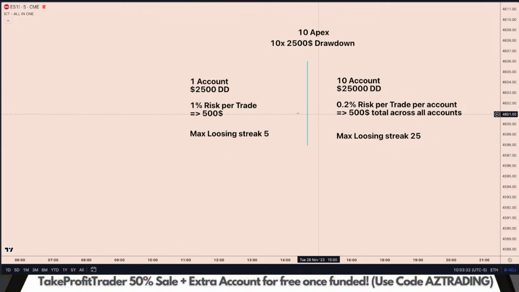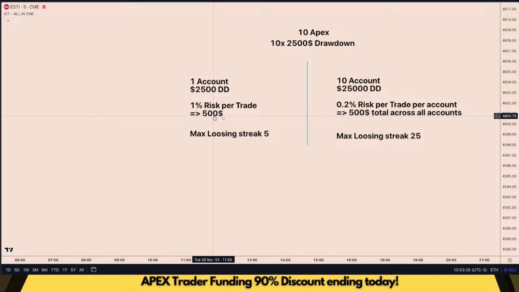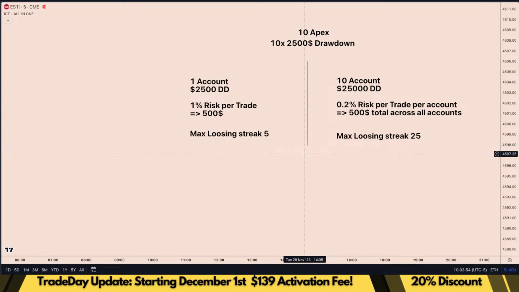But what it allows us, trading futures right here on TradingView, comparing it to a single account, let's say our daily goal is to make $500 and we go for a simple 1-to-1 risk to reward, risking 1% per trade on our $2,500 account. Well, we would have to risk 1% in order to make $500. Comparing that to 10 Apex accounts, we only have to risk 0.2% per trade per account to achieve the same amount in profit. We don't want to risk $500 per trade per account.